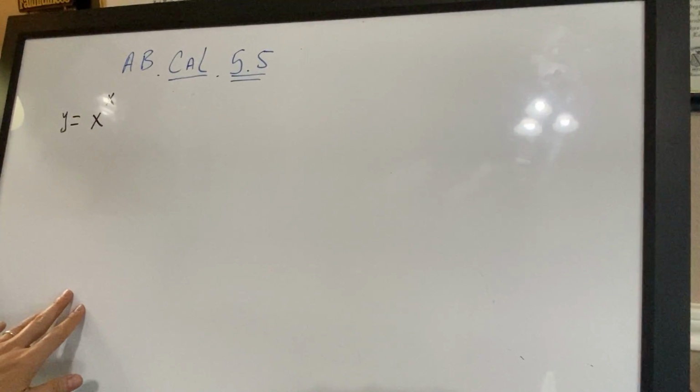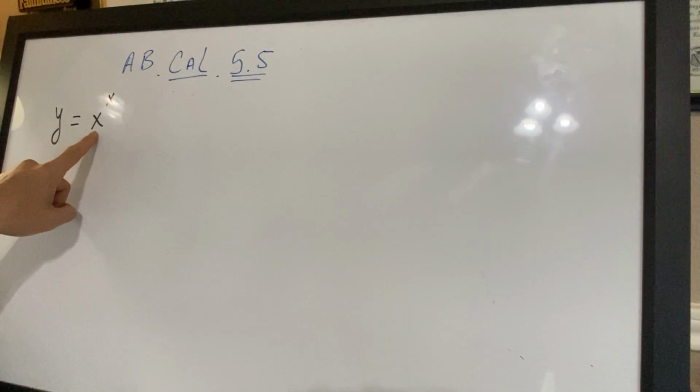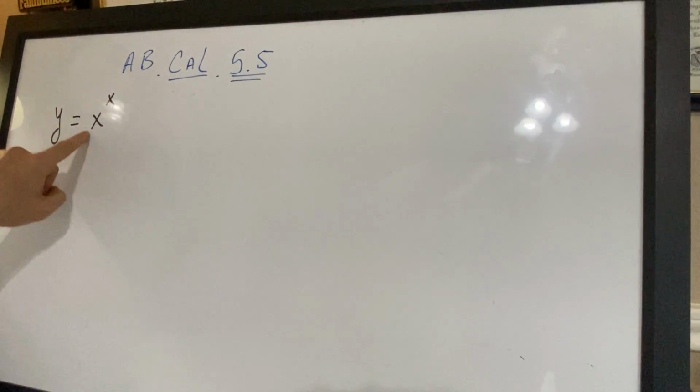Here we have y equals x to the x. Is it on the board? Good. Can you all see that? Good. That's y. Here we go. How do I find the derivative of y? And I don't have the formula for this, Mr. Dan. A variable to a variable, I don't know. So what do I do now?